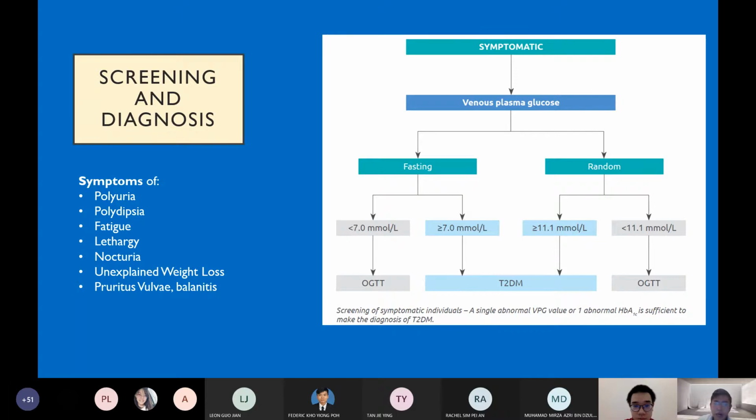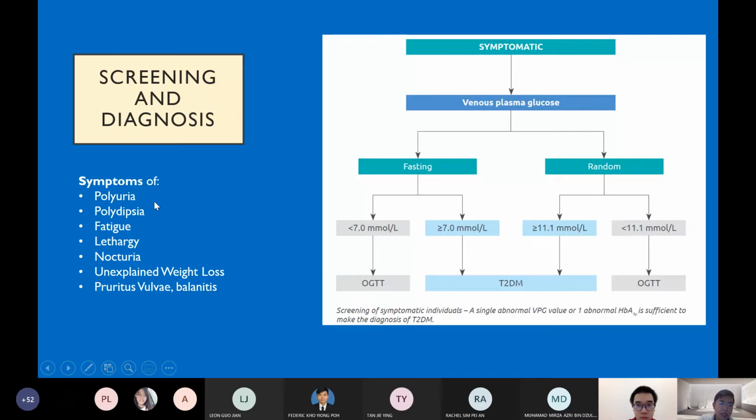So this is for patients who are symptomatic. We had Mr. William just now, who's symptomatic. Therefore, we just go for a venous plasma glucose, and with a random plasma glucose of more than 11.1, we can confidently diagnose him as type 2 diabetes. He did not need to go through another OGTT just to diagnose diabetes.